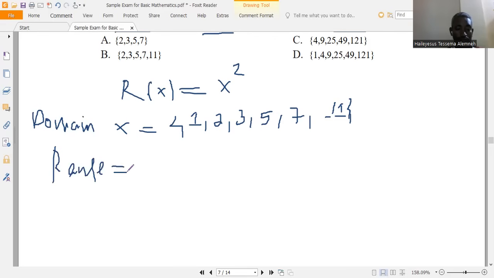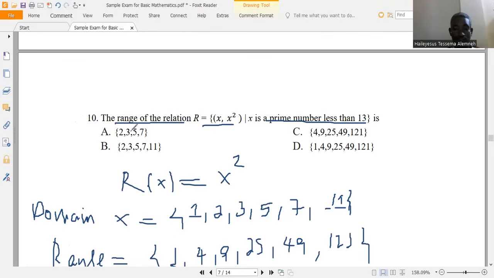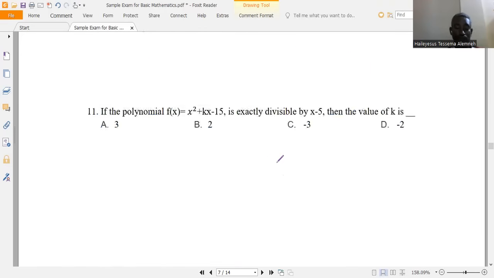The range contains x squared, so we take each x and square it. So 1 squared is 1, 2 squared is 4, 3 squared is 9, 5 squared is 25, 7 squared is 49, and 11 squared is 121. So these are the range of this relation. From the choices, you can see that 1, 4, 9, 25, 49, and D is the correct solution for this question.